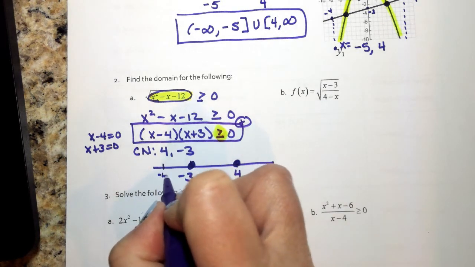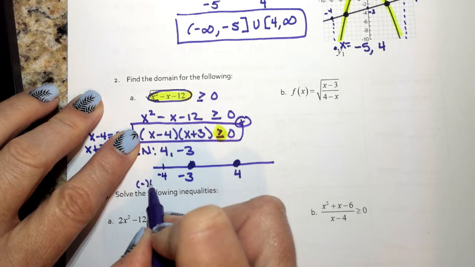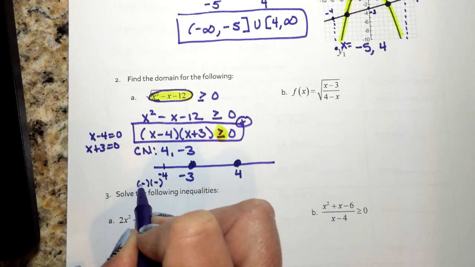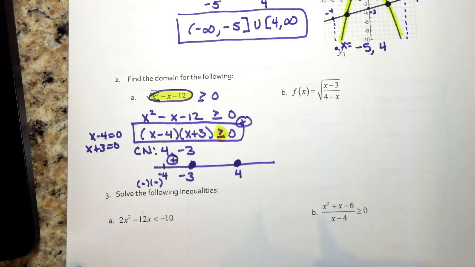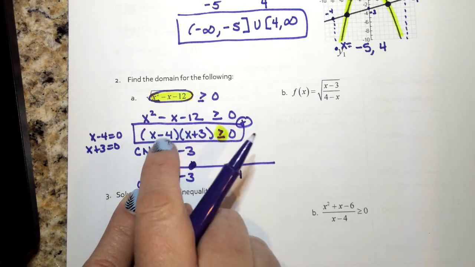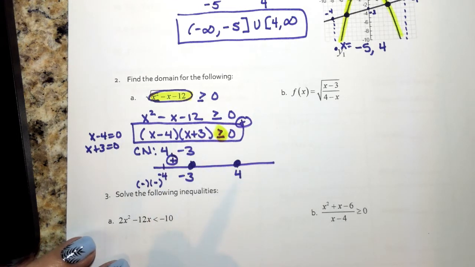So for example, if I plug in a -4, well, negative 4 minus 4 is a negative number. Negative 4 plus 3 is a negative number. And I know when I take a negative number times a negative number, it's going to give me a positive output. You don't actually need to find what the exact number is when you plug negative 4 in. All we need to concern ourselves with is, is it a positive or negative number?